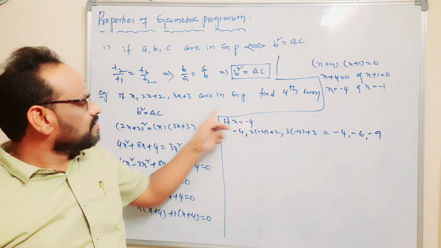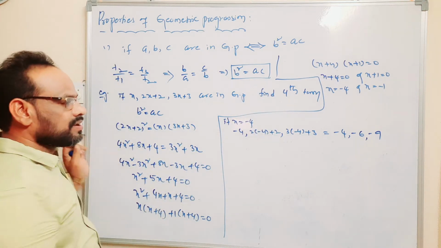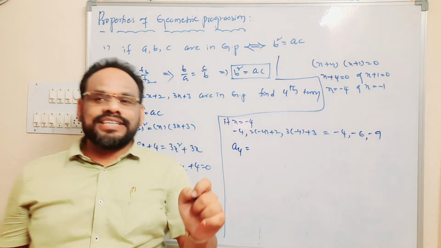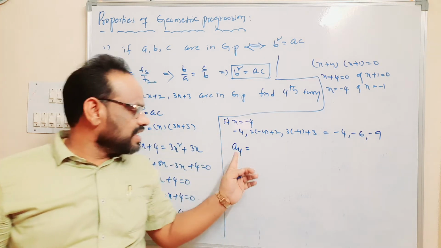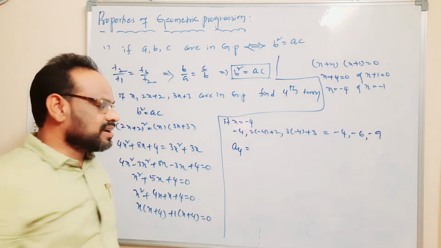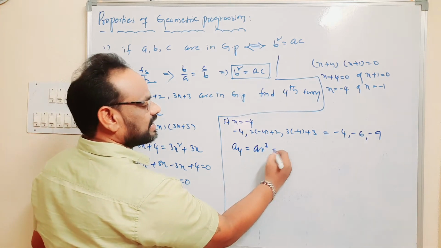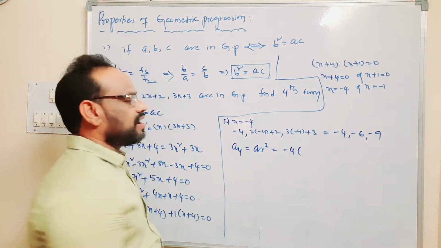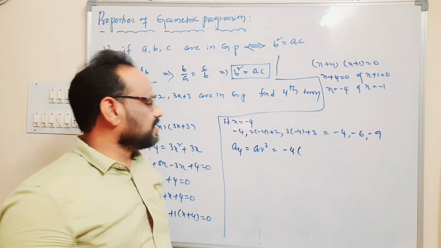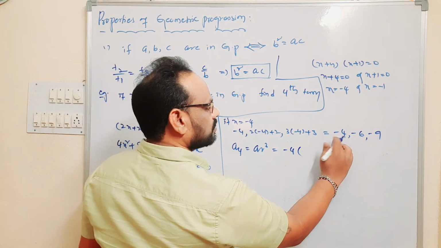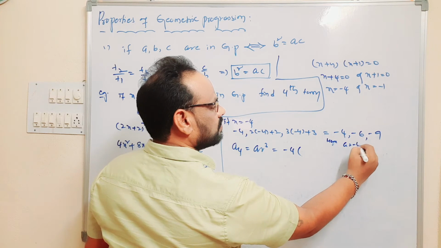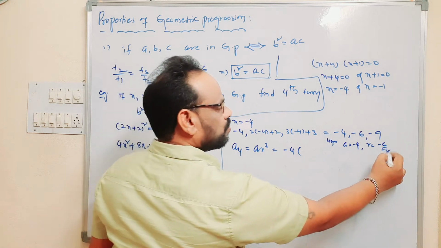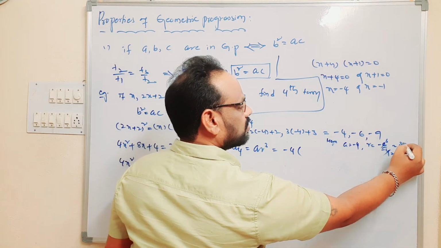We want to find the fourth term of the given GP. We know that in a GP, a_n is equal to a r power n minus 1. So a_4 is equal to a r power 4 minus 1, which is a r power 3. Here the a value is minus 4. For the r value, observe here, a is equal to minus 4, and r means common ratio, which is minus 6 by minus 4, which is 3 by 2.